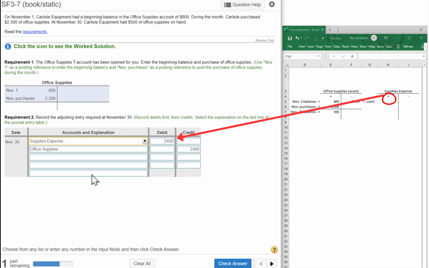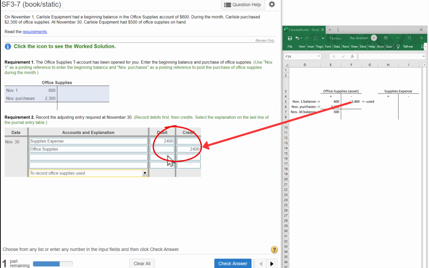And then we need an explanation to record office supplies used. And as I mentioned in a previous video, the thing that gets a lot of students on this type of problem is they forget that it's the amount used that goes into the adjusting journal entry. Some students will try to put this balance as a debit and credit for the adjusting entry, which would be incorrect.